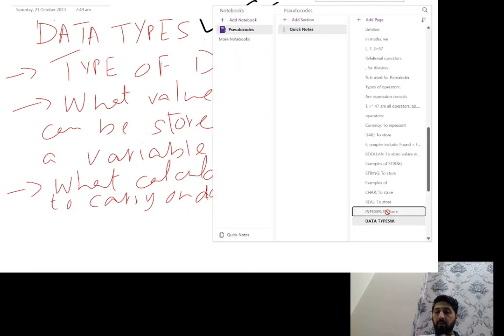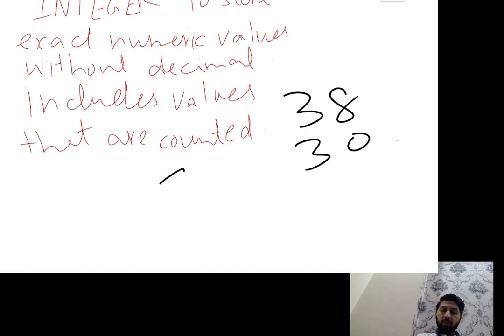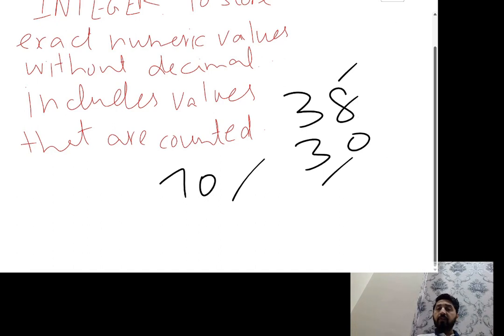Right? So now we will talk about different data types. First of all, the integer data type. Integer data type is used to store exact numeric values without decimals, without any fraction. They include values which are counted. Just like if I'm counting the number of students in the class, I'm going to start from 1, 2, 3, 4, 5, 6 this way. So they are exact numbers. So integer data type is used to store exact numeric values without any decimal or fraction. Just like if I write 38, if I write 30, if I write 70, all these values are valid examples of integer values to be stored.